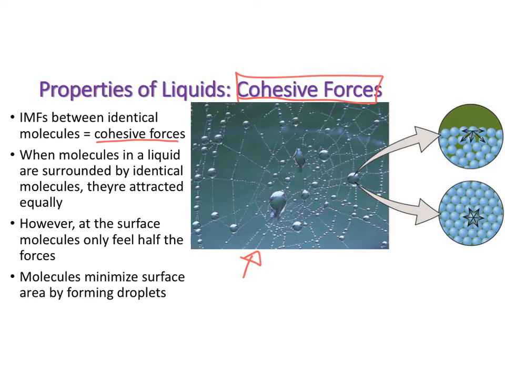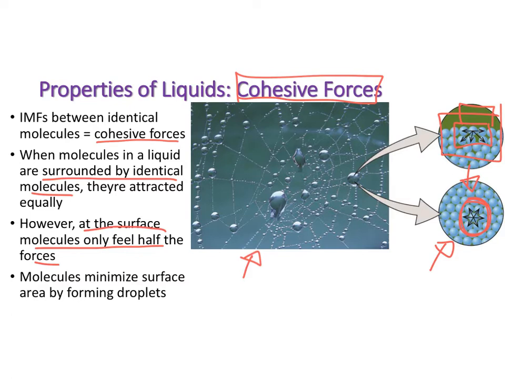When molecules in a liquid are surrounded by their identical selves, they're going to be attracted to each other all equally. For example, here we have a cluster of water molecules, and you can see how they're all attracted equally to the ones around each other. But something that will happen is at the surface, the molecules only feel half the forces. Here I want you to look at this diagram compared to the one right here where it's surrounded. This one that's surrounded feels IMFs from all around it, compared to up here it's only half, right? Up there it feels air.